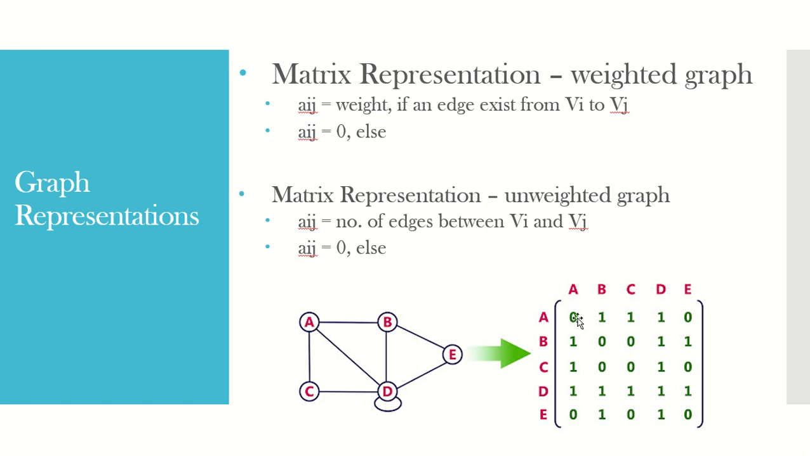So B to A will also be 1. So this is in the case of an undirected graph. When you have a directed graph, then you have to check what the direction is and mark it accordingly. When you have a weighted graph, all these ones will be replaced with the corresponding weight of the edge. So that is matrix representation.